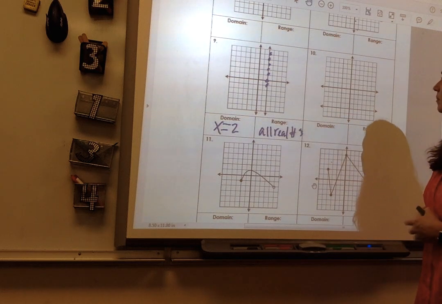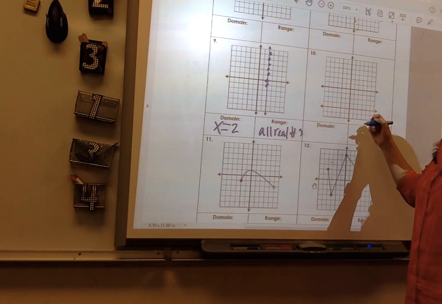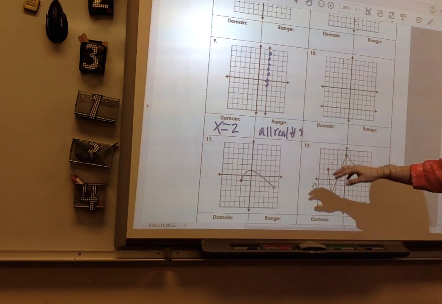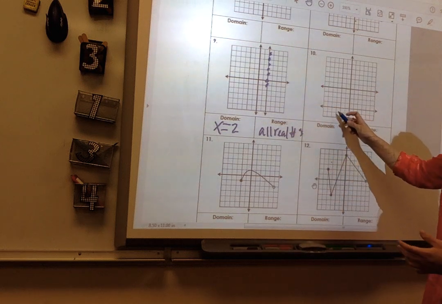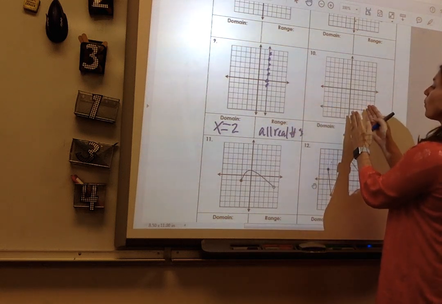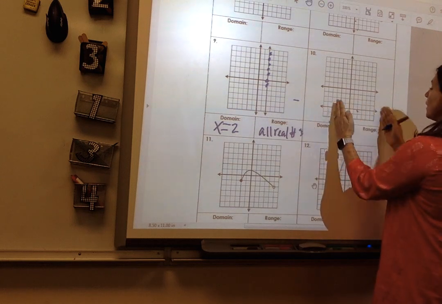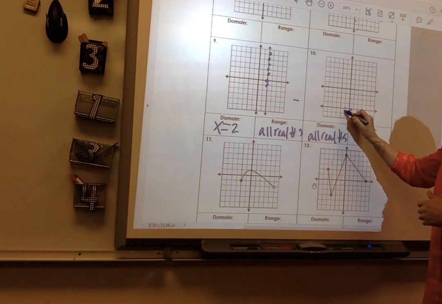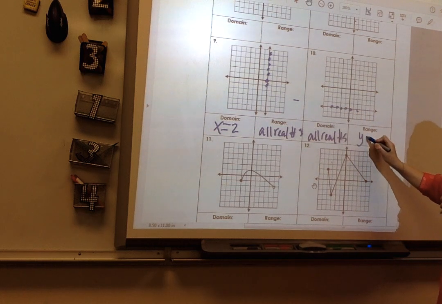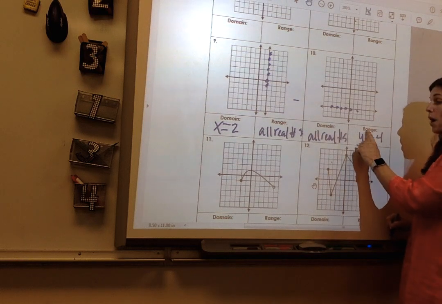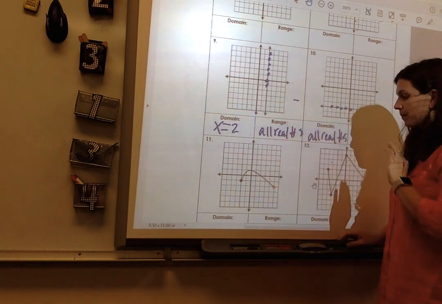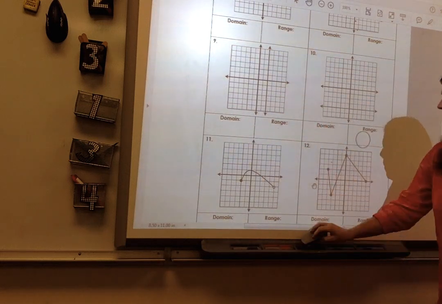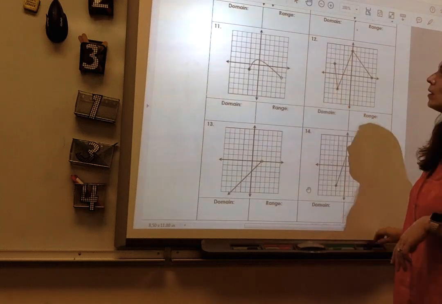Number 10. My domain is, oh wait, I totally lied to you on that one. I got them mixed up. My domain is 2. Okay, so my range here, sorry about that, guys. My domain here is -infinity to +infinity, so it's all real numbers. And my range, it's stuck on -4. So y equals -4. Remember, y goes with range, x goes with domain. Okay? All right, let's take a look at number 11 and 12.